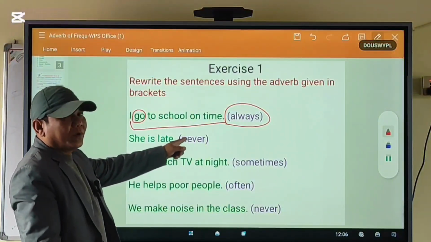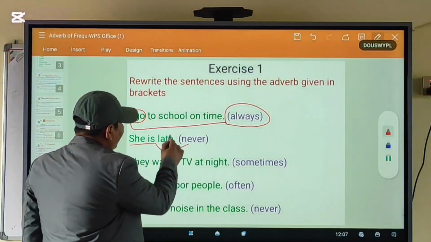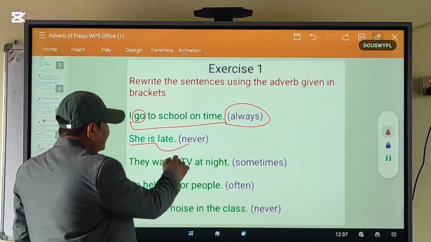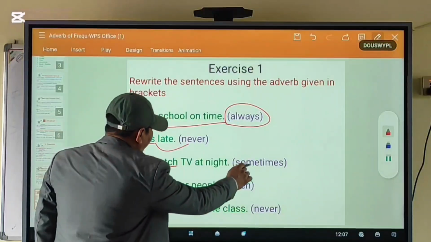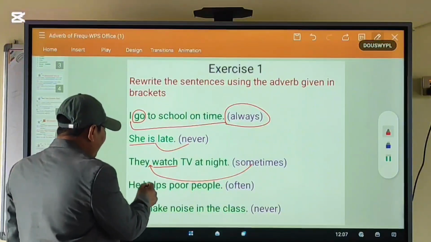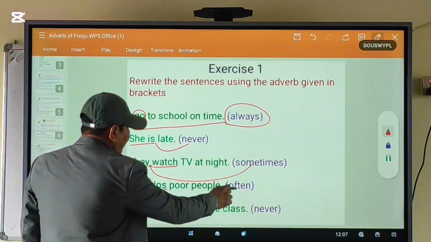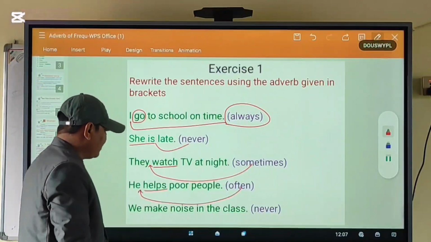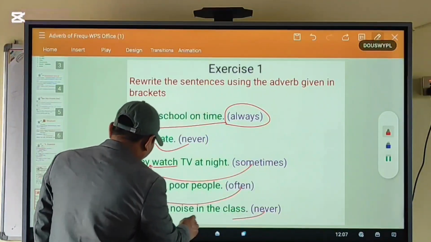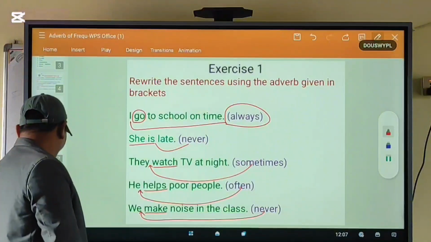Similarly, never we use after what? The to be verb. She is never late. They watch TV at night. This is the main verb. We use sometimes here. They sometimes watch TV at night. Similarly, he helps poor people. This is what? Main verb. He often helps poor people. We make noise in the class. This is the main verb. So we use never. We never make noise in the class. Okay? Is that clear?